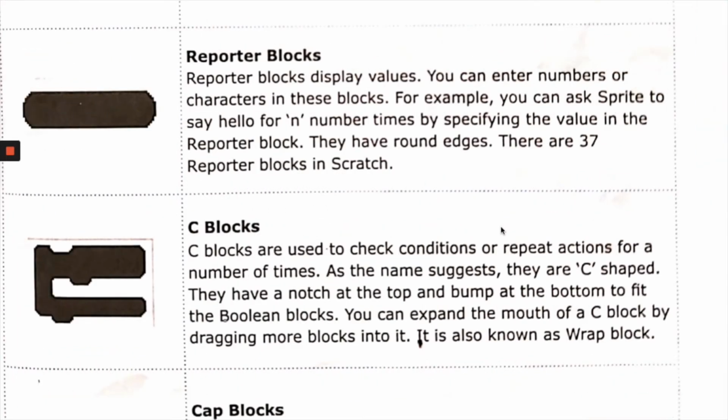The next one is reporter blocks. Reporter blocks display values. You can enter numbers or characters in these blocks. For example, you can ask the Sprite to say hello for n number of times by specifying the value in the reporter block. If you want the Sprite to say hello 10 times, for the n, you have to give the number as 10. So it will give you hello 10 times.